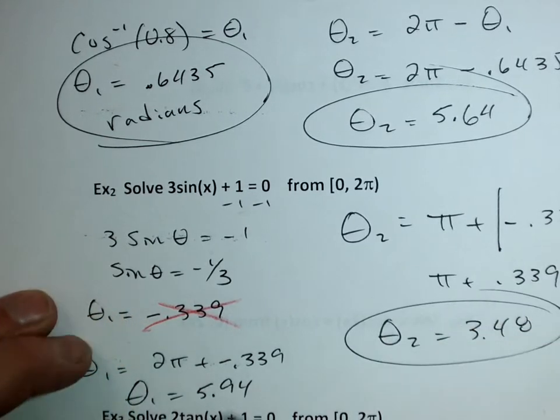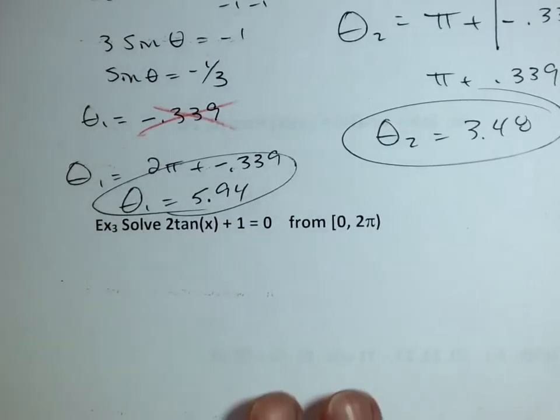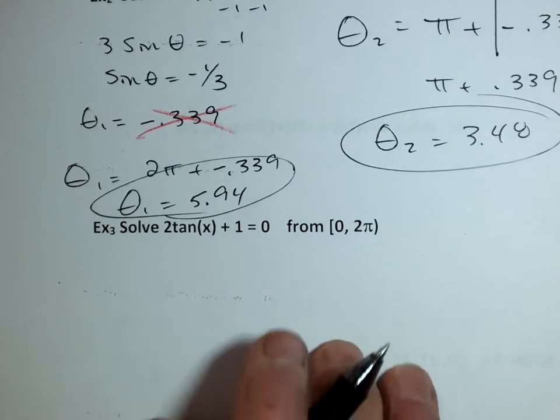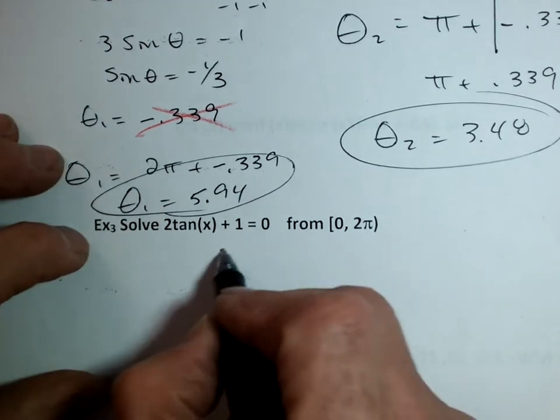How am I doing? So good. Okay, good. Cool. Okay, example 3. Am I going too fast? No. Okay, example 3.